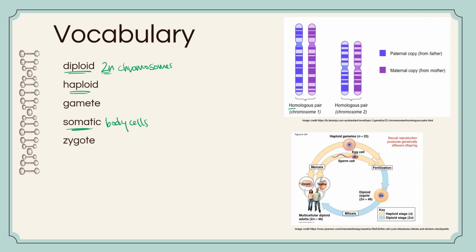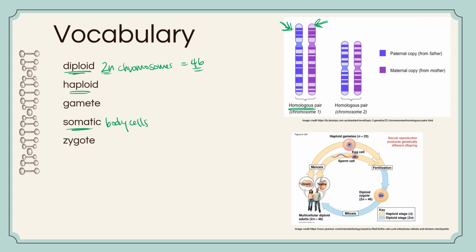So our chromosomes come in homologous pairs. We have one of those pairs from a dad and one of those from a mom. And when I have two chromosomes, one from dad and one from mom, that complete homologous pair, I have a diploid number of chromosomes. In us humans, that number is 46. Other species have other numbers, but for us humans, the diploid number is 46.